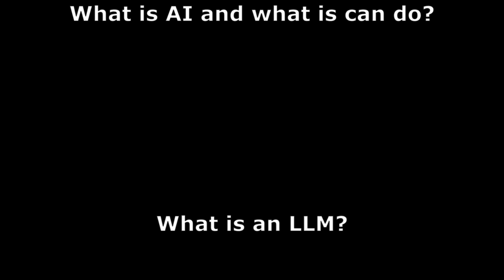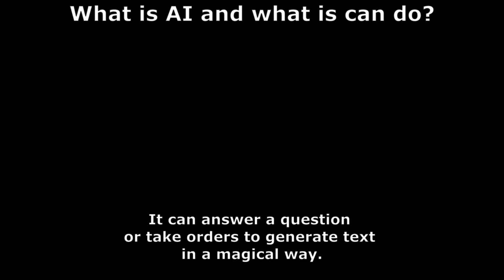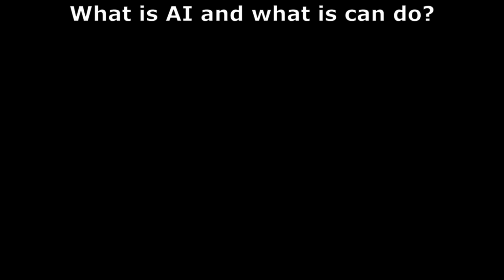I would like to explain a little bit what is a large language model. I'm not going to go into details, but let's take a simple example of a generative AI. It can answer a question or take orders to generate text in a magical way. How does it do it?